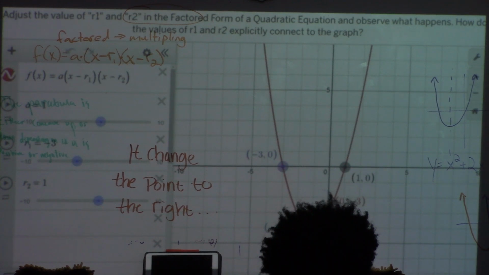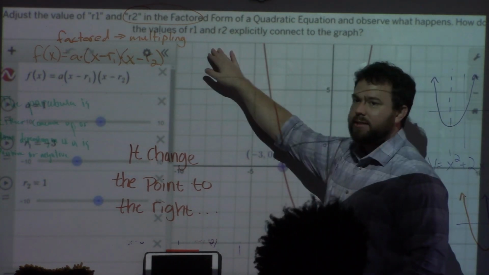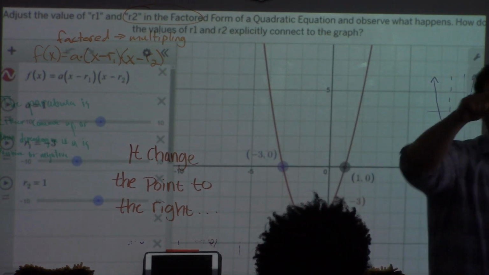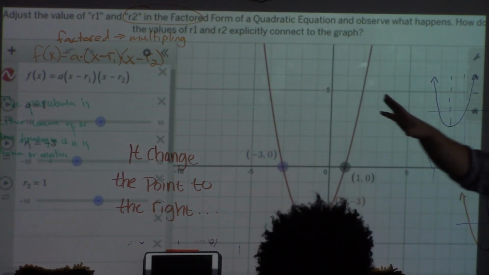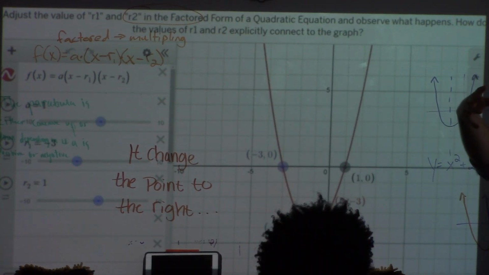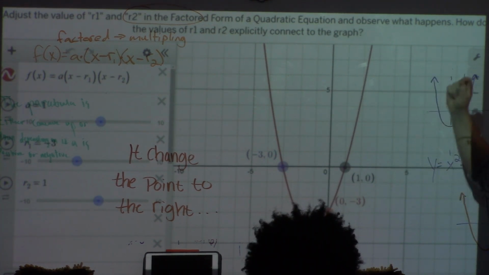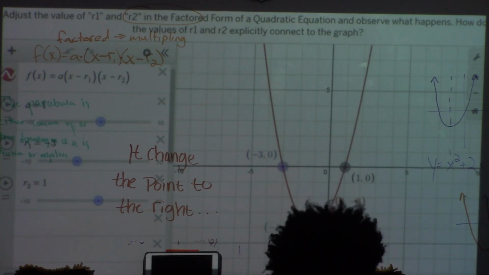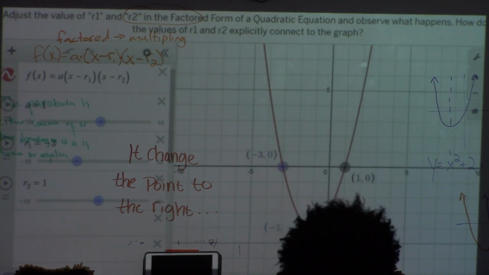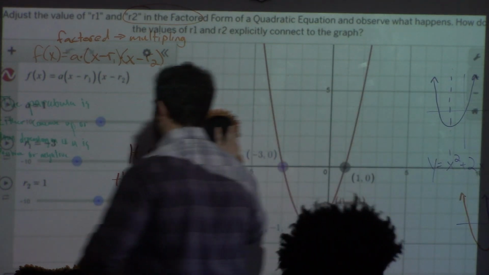Notice the language. When I say explicitly connecting, that means that value is on the graph, right? We couldn't see A on the graph, we could just see what it was doing. But when I say it explicitly connects to the graph, that means there is a point that is my roots. What is the point connected to the roots? What do we see there? X-intercepts. We need to be careful with our language on this.